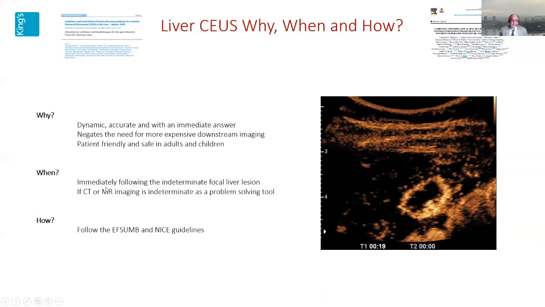When? Well, immediately following the indeterminate focal liver lesion is the ideal position to be in. This is not going to be readily available in all imaging departments, but it's a goal that should be sought. If your CT or MR image is indeterminate, you can use contrast-enhanced ultrasound as a problem-solving tool. And this is because you're seeing it in real time. You pick up the vascularity in the arterial phase that may be very transient, that CT will miss. And how? Well, follow the EFSUMB and NICE guidelines, and you can't go wrong.